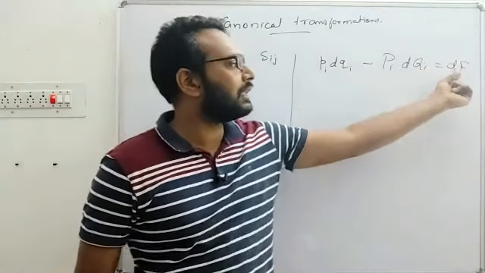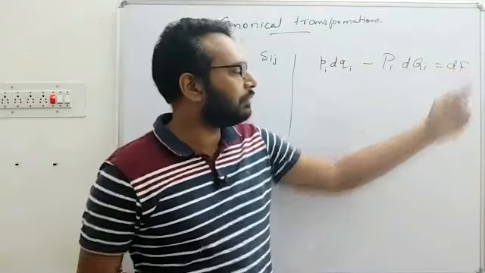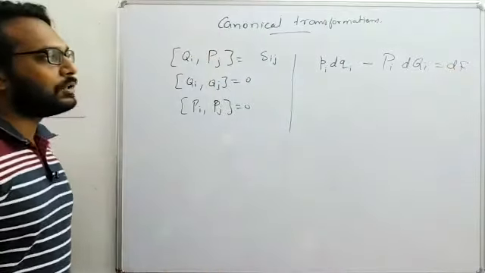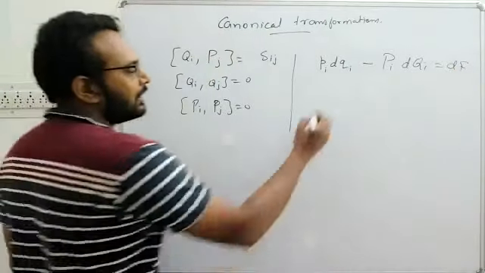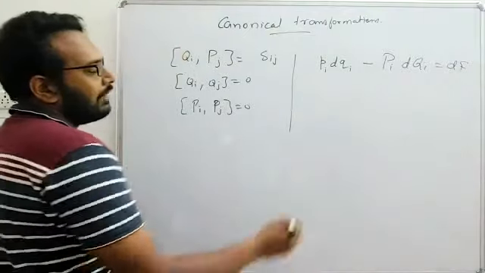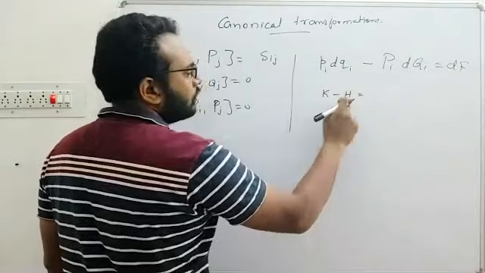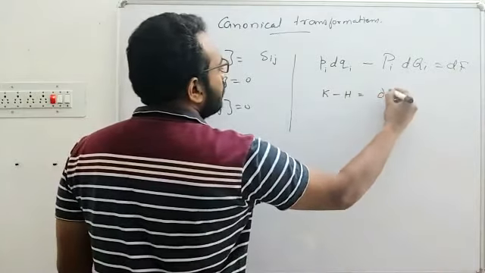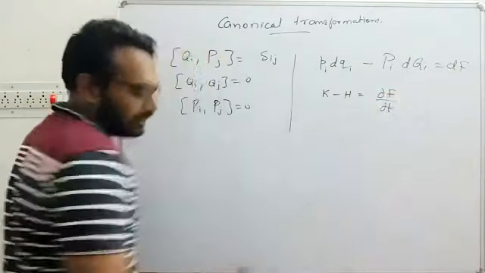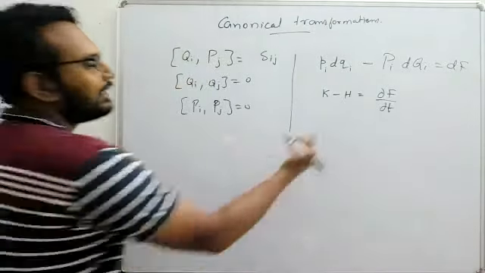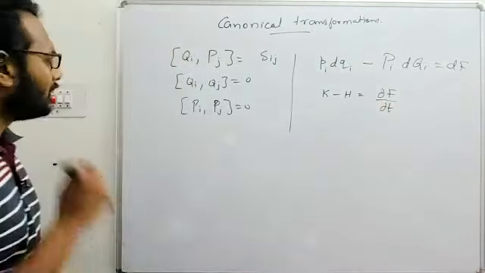We also saw that if the generating function does not explicitly depend on time, then the old and the new Hamiltonians are the same, because the Hamiltonians are related by K minus H, where K is the new and H is the old, equal to the partial derivative of f with respect to t, or minus of it. It's related by the partial derivative of the generating function.